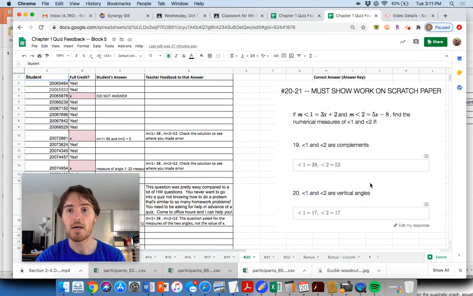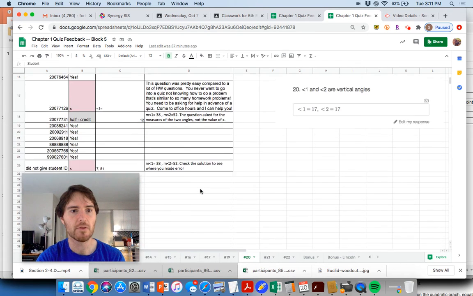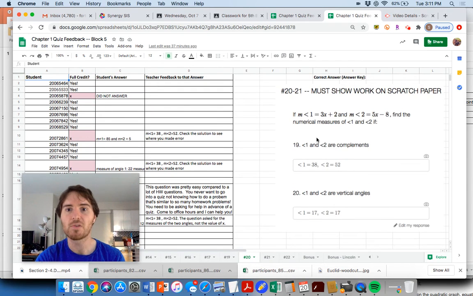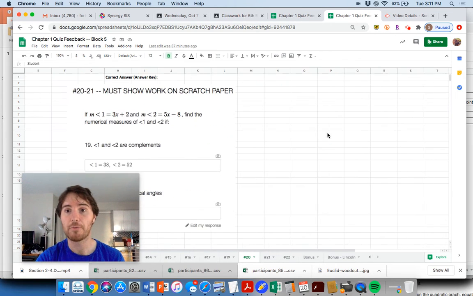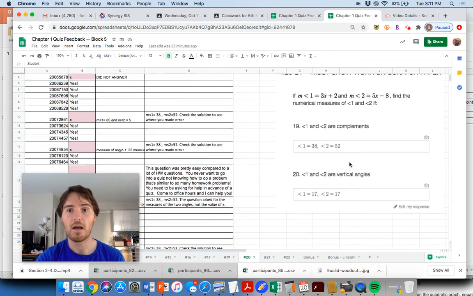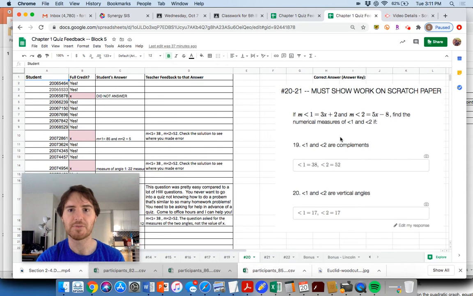Okie dokie, number 20. What do we got here? This one is easier than I probably wanted these problems to be, although we struggled a little bit here. If angles are complements, that means they add to 90 degrees. So pretty simple. I think I should put the answers down here. Anyways, 3x plus 2 plus 5x minus 8 equals 90. And then solve it algebraically, right?